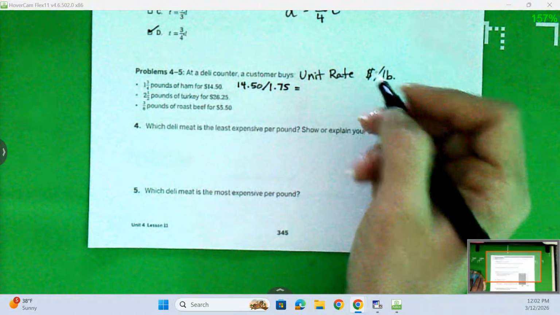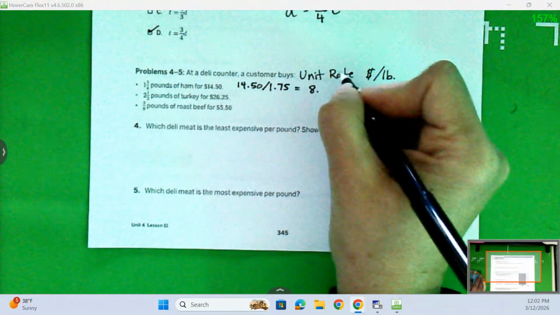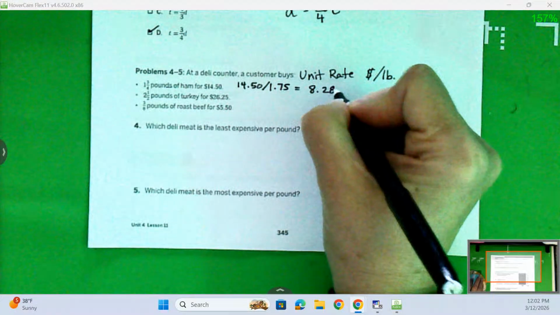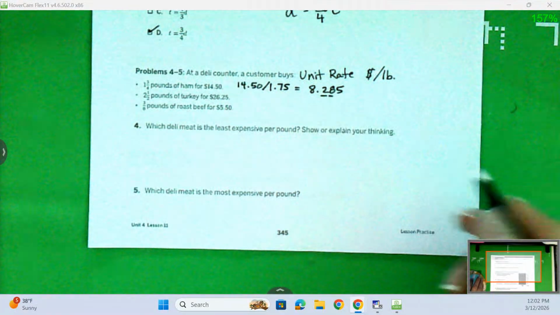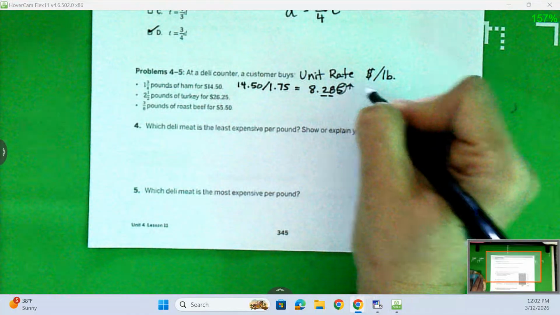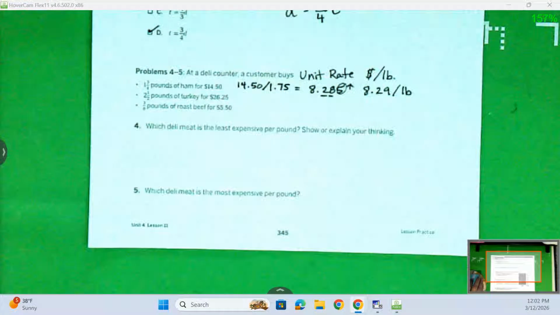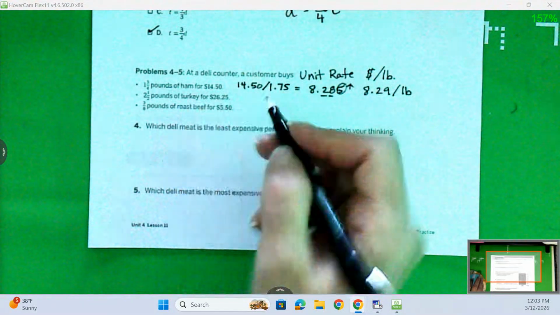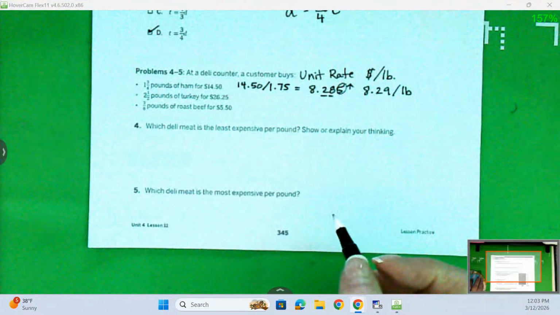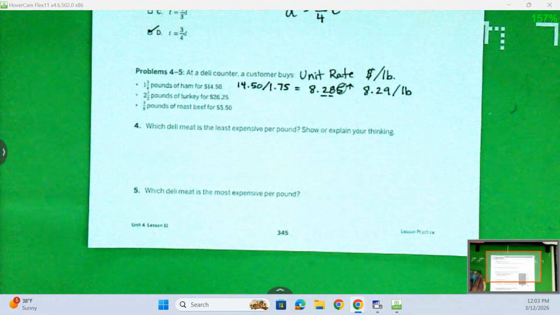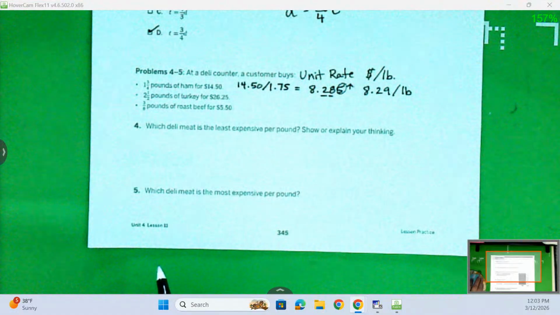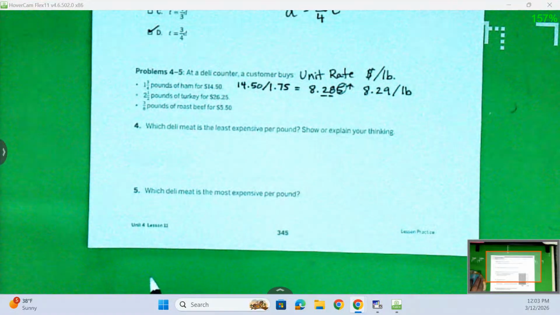When we divide, we get 8.285. Money is 2 decimal places. That 5 means we're going to round up to $8.29 a pound. And we're going to do turkey, same way. You can pause this video and get your unit rates for the price of turkey per pound and roast beef per pound, and then turn the video back on to check your work.